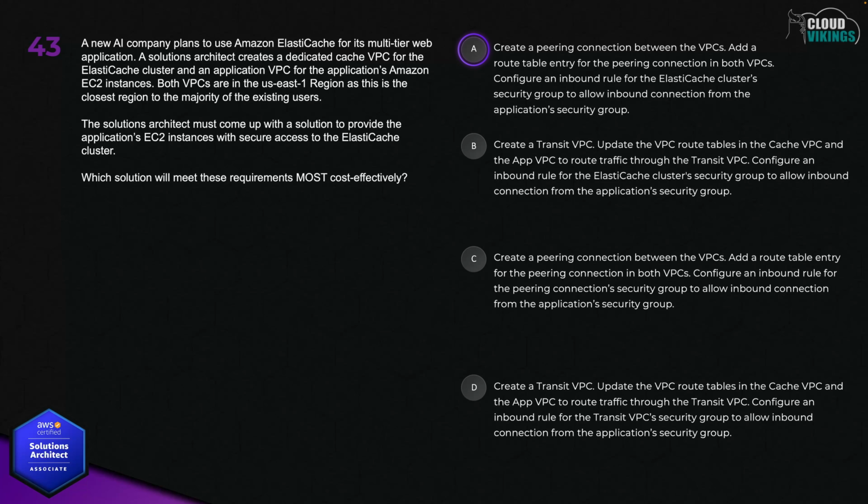Create a peering connection between the VPCs. Add a route table entry for the peering connection in both VPCs. Create an inbound rule for the ElastiCache cluster security group to allow inbound connection from the application security group.